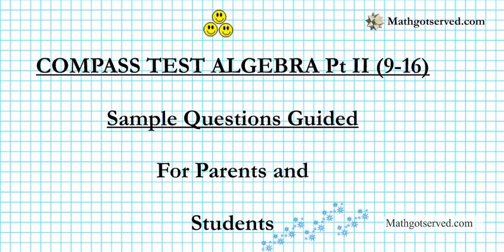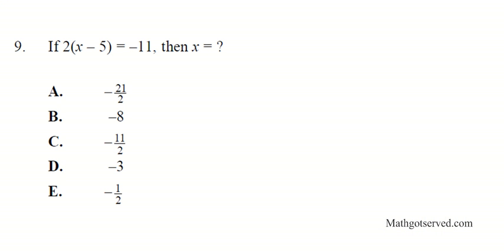All right, let's go ahead and take a look at question number 9. It says, if 2 times the quantity x minus 5 equals negative 11, then x is what? So this is a solving equations problem. So let's go ahead and do it. So we have 2 times x minus 5 equals negative 11.